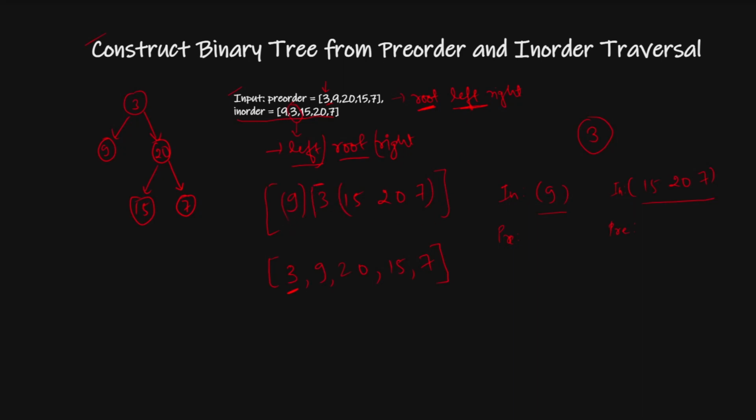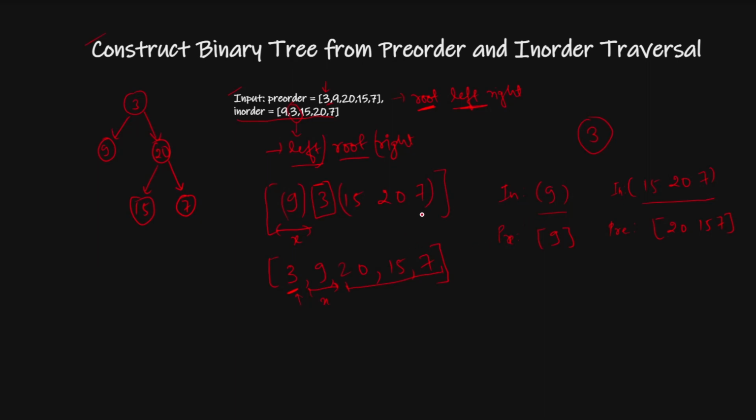If my root is here, then let's say the number of elements in the left part of inorder is x. Then x elements after the root in preorder are part of my left subtree. Here x is 1. So this is my preorder for the left, and after x elements to the end, this will be my right. So my preorder is 20, 15 and 7. This is my preorder for the right subtree.